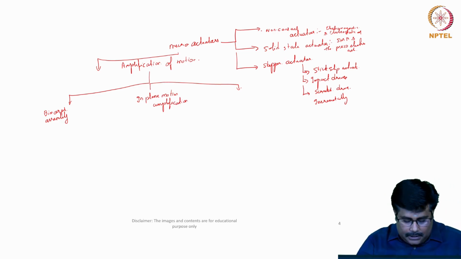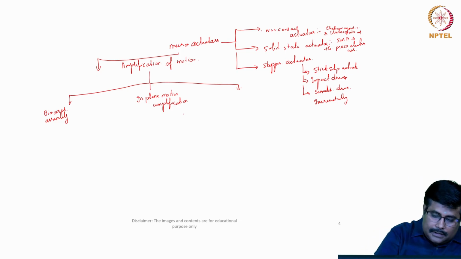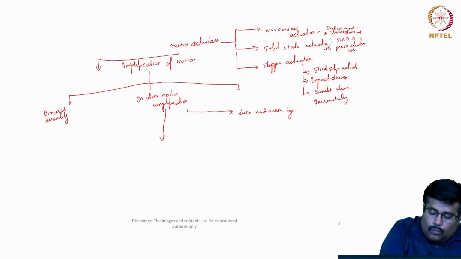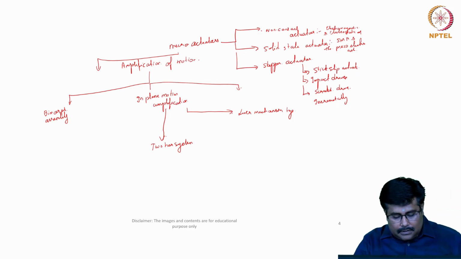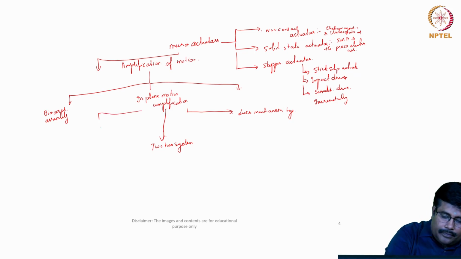This in-plane motion amplification is further classified into three types. One is called the lever mechanism type. The other one is called the two-bar system, which basically focuses on the up and down mechanism, and the third one is called a push-pull assembly mechanism.